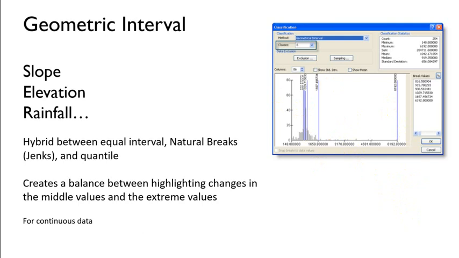Okay, so that's step 1 of talking through some of the common pitfalls, and next we're going to get into the modifiable area unit problem.